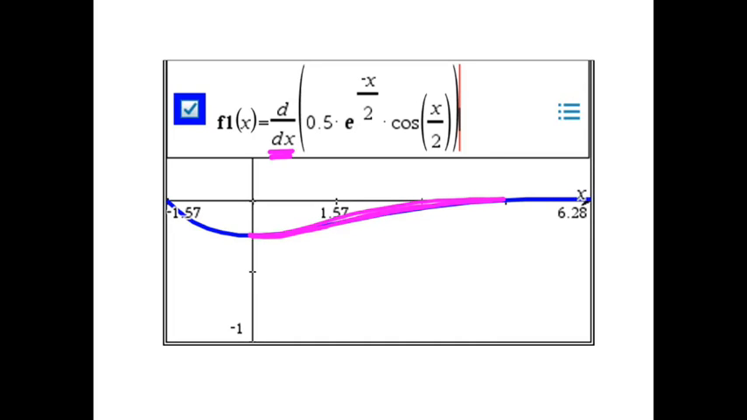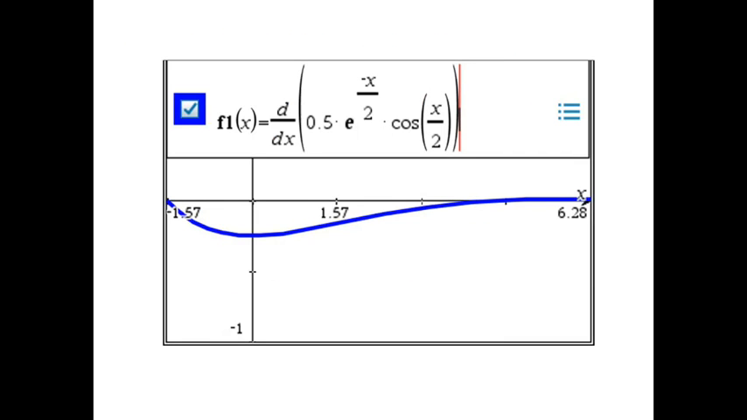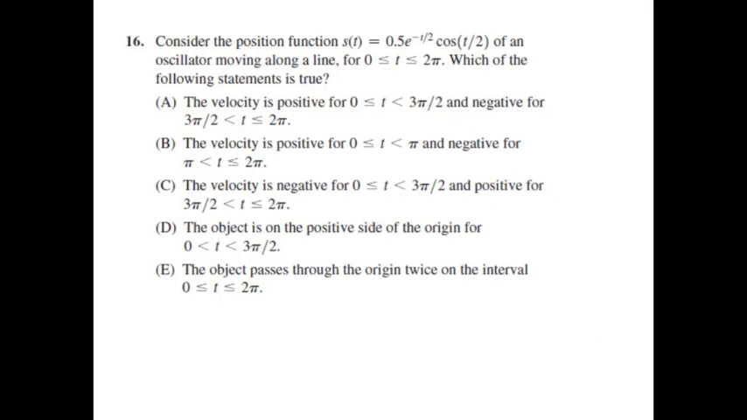Answer choice C says the velocity is negative from 0 to 3 pi over 2. That is true. And then it goes positive after that, and that happens to be the case here in this graph. And so let me get back up to our question. Answer choice C is going to be the correct choice.